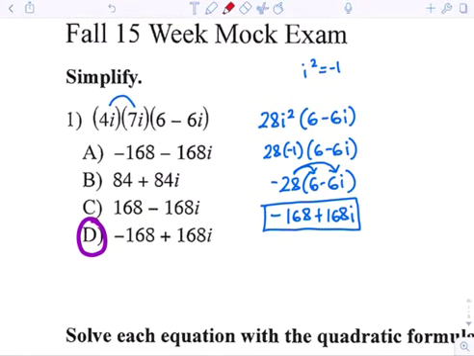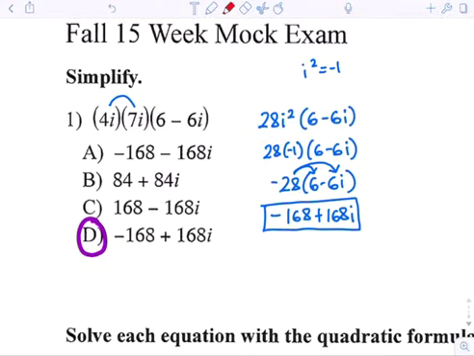So first what I did was I just multiplied 5i times 7i. So then we get that right there. And just remember that i squared is -1, right? So then basically 28i squared becomes 28 times -1. And of course this just comes from this, and I just rewrote it.